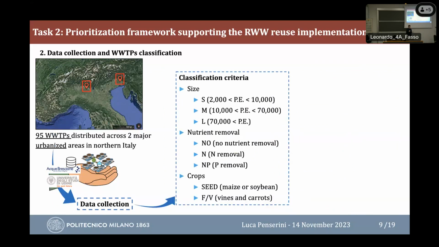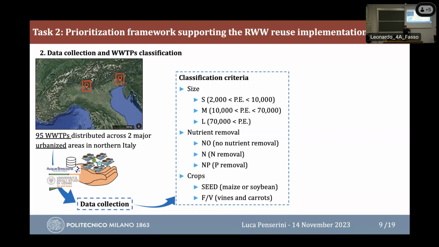Then, as I said before, these 95 wastewater treatment plants were classified by adopting 3 classification criteria. First, depending on their size, so we identified 3 classes of size. Second, their level of nutrient removal. So we have no nutrient removal, which means that the effluent will be rich in nutrients. Just the nitrogen removal, so the effluent will be rich in phosphorus, or nitrogen and phosphorus removal, so the effluent will be poor in nutrients.